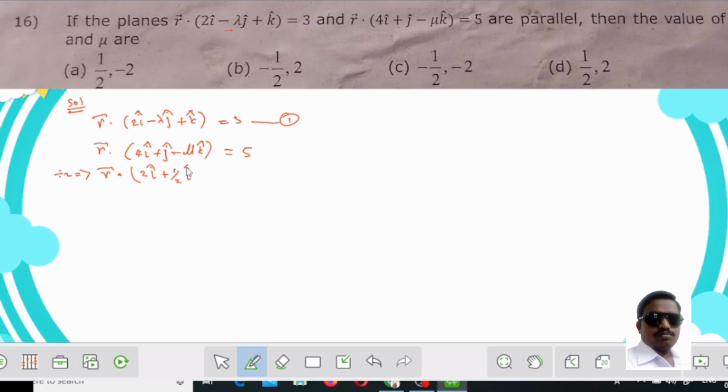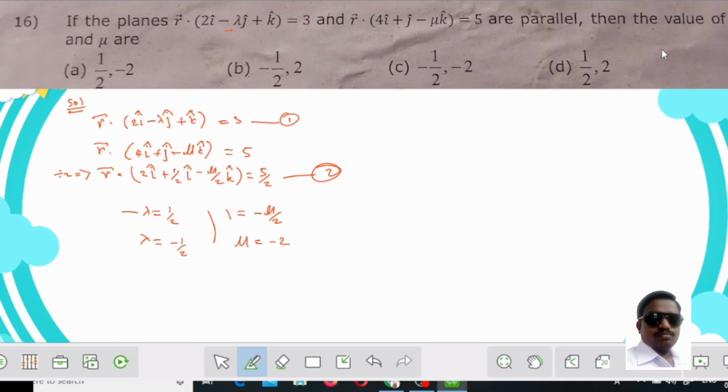1 by 2 i minus mu by 2 k equal to 5 by 2. This is the second plane. Now you compare these two equations. The i components are equal. In the same manner, the j component should be equal, and the k component should equal minus lambda. While comparing the j component, minus lambda equal to 1 by 2, then lambda equal to minus 1 by 2. Here the k component is 1 equal to minus mu by 2. Therefore mu equal to minus 2.